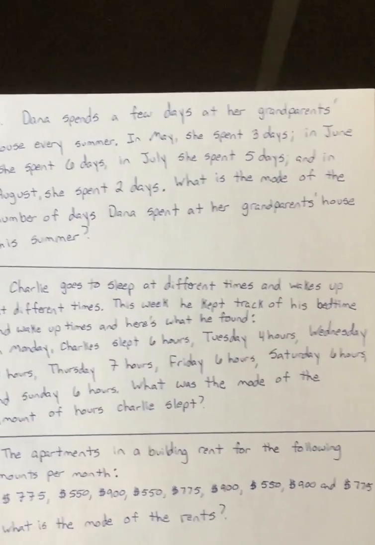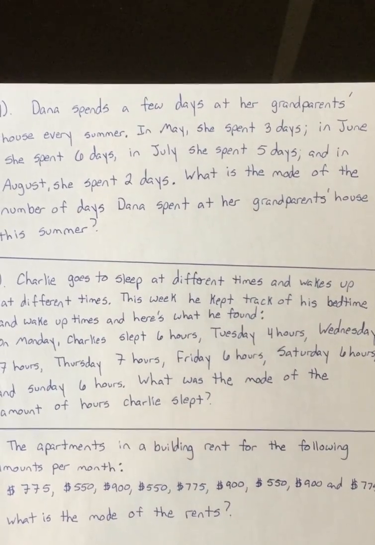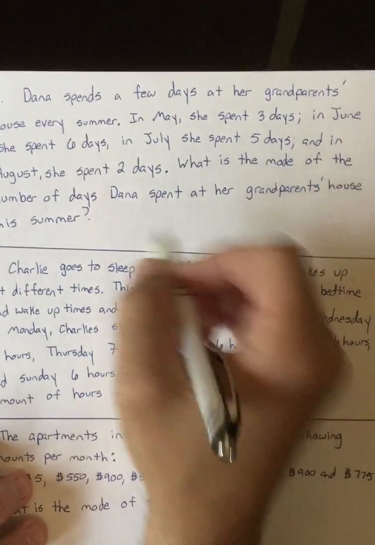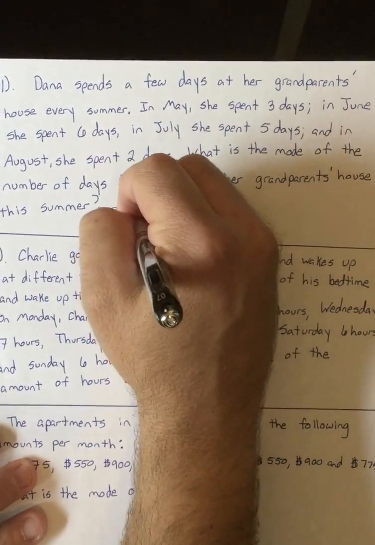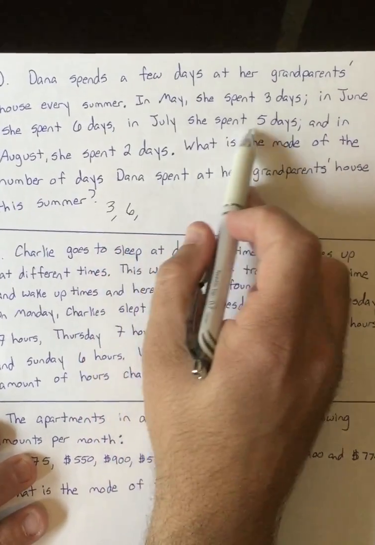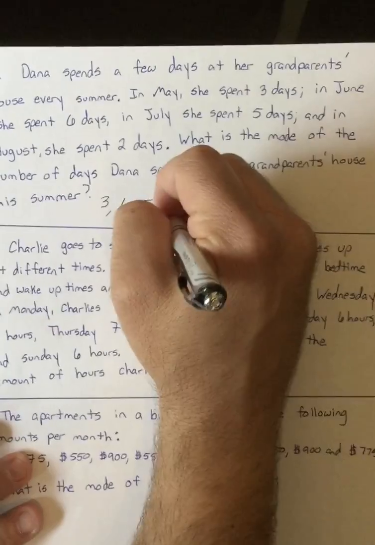Number 1, Dana spends a few days at her grandparents' house every summer. In May, she spent 3 days. In June, she spent 6 days. In July, she spent 5 days. And in August, she spent 2 days.